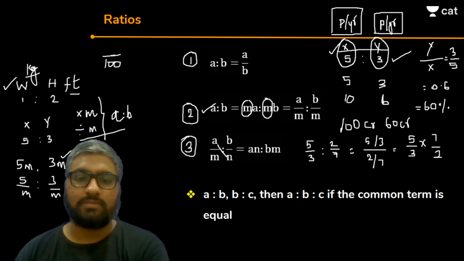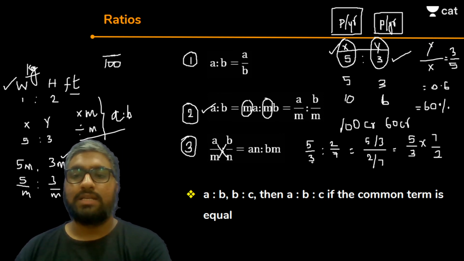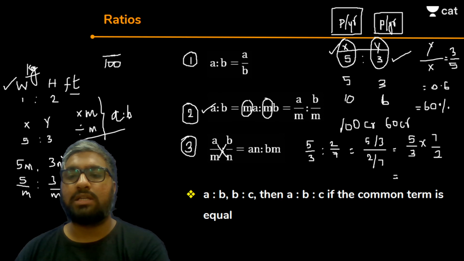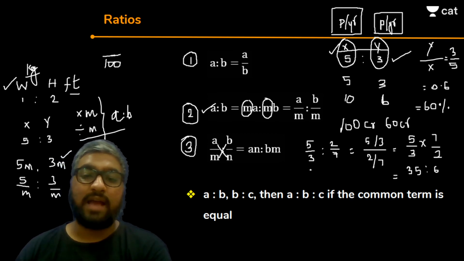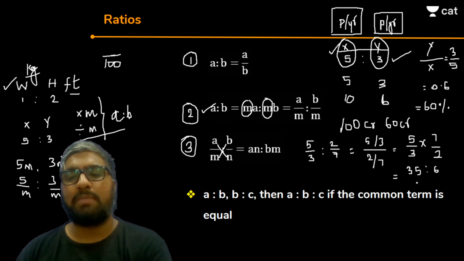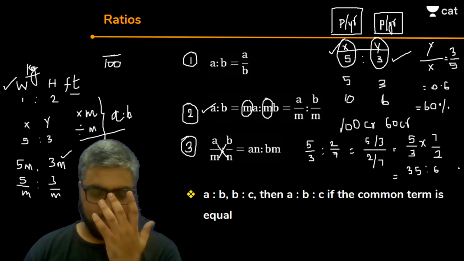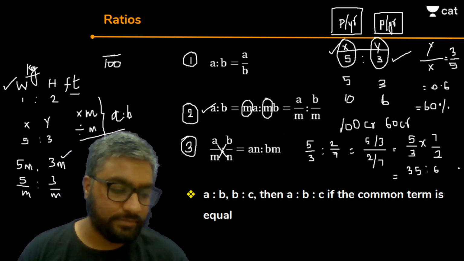So do you see cross multiplying? The denominator and the numerator on the left, the numerator and the denominator on the right. So an is to bm, or 5 into 7 is to 3 into 2. So this ratio would be the same as what? 35 is to 6. Clear? Any confusions here? So 5 by 3 is to 2 by 7 is the same as 35 is to 6. Any confusions here?